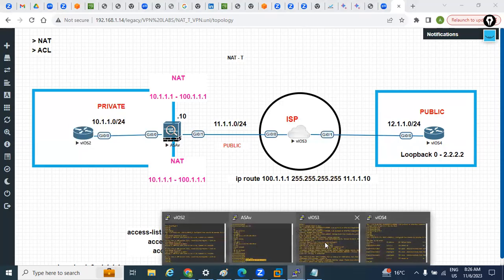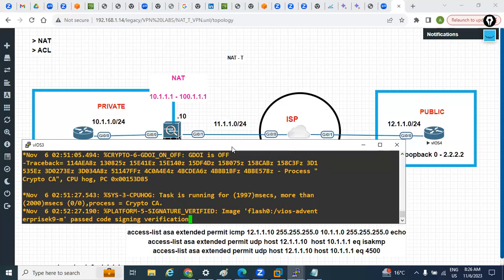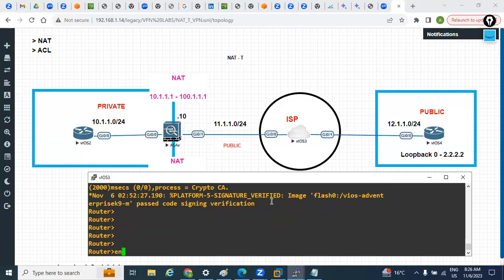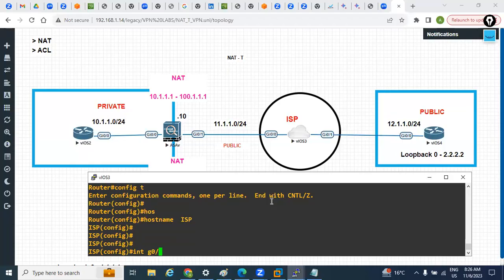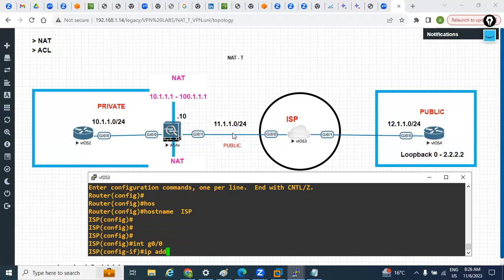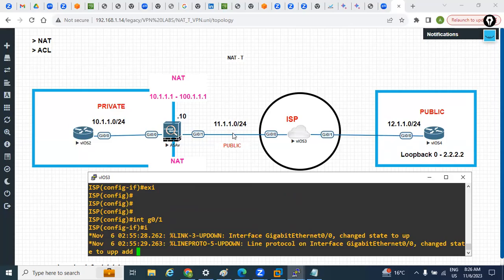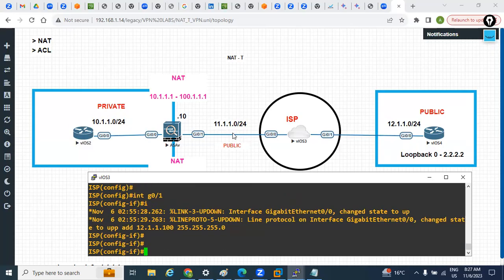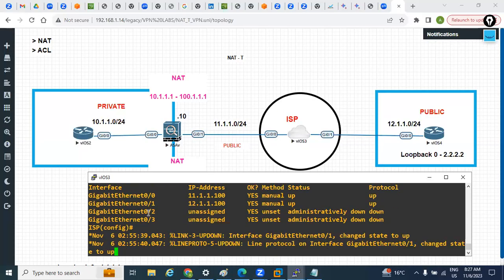Now let's get back to the ISP. So this is the ISP here. Host name is ISP. Interface 0/0, which is towards ASA, IP address would be 11.1.1.100/24, no shut. Interface 0/1, IP address is 12.1.1.100/24, no shut. Do show ip interface. So we have configured both.